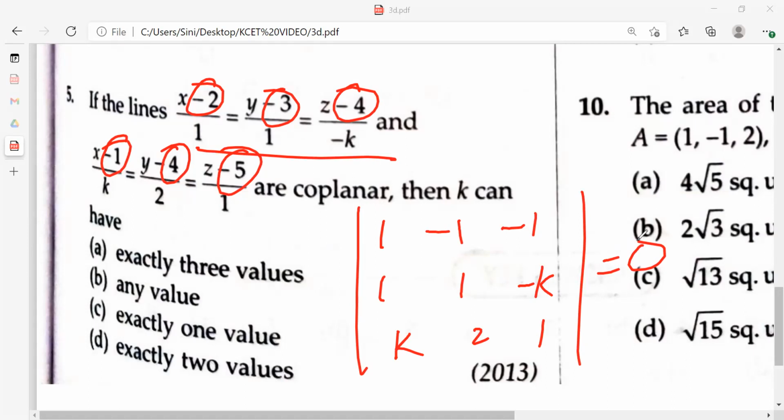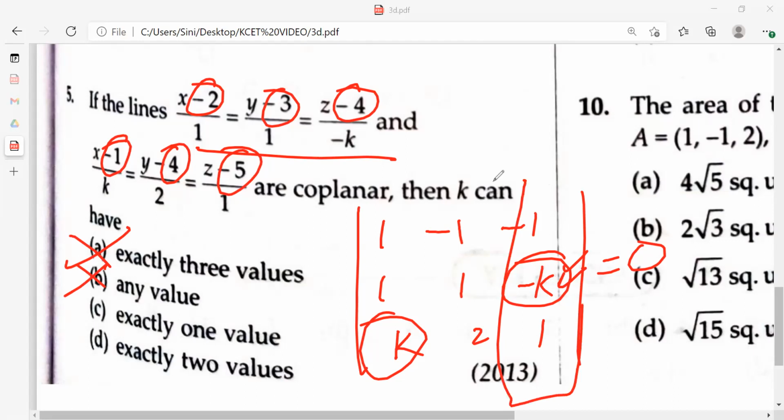K and k is there. Depending upon the number of k's, we can actually predict the answer in this. For doing it fast, without doing anything, just with the number of k's, it cannot have 3 values. Any value is not possible, obviously. One value is obviously not possible unless the case comes in the same diagram. If it comes in the same diagram, then it can have one value. So it can be either C or D.